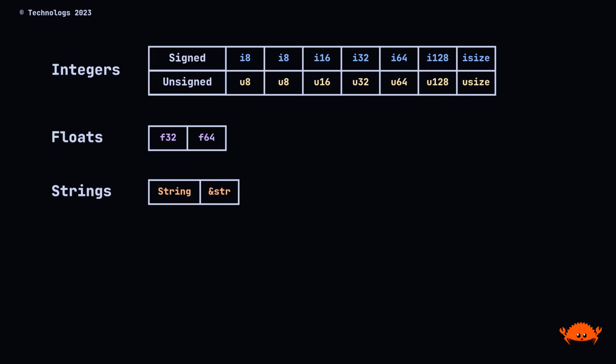Now we are going to look at strings, one of the most important and primitive data types. Strings are represented by computers as an array of characters. There are two types of strings in Rust, String and str.